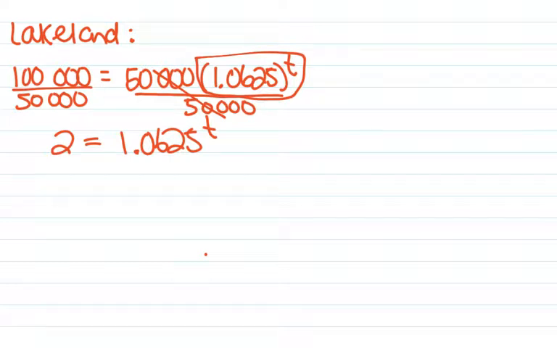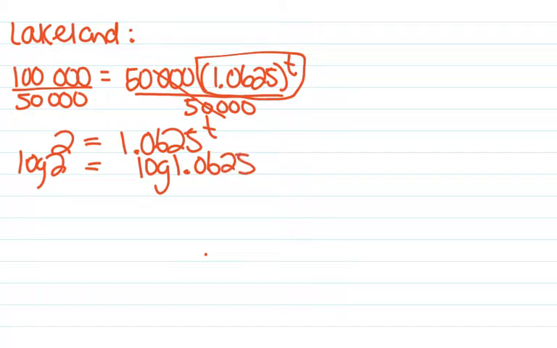So we don't know what the exponent is. In order to figure that out, we'll have to use log. So we can take the common logarithm of both sides. So that will leave us with log 2 equals log 1.0625 to the power of t. But what logarithm allows me to do is bring that t down to the front. So I'm going to write the t in front of log 1.0625. Now in order to isolate t, I'm going to divide both sides by log 1.0625.